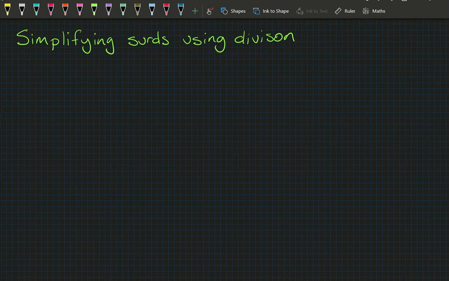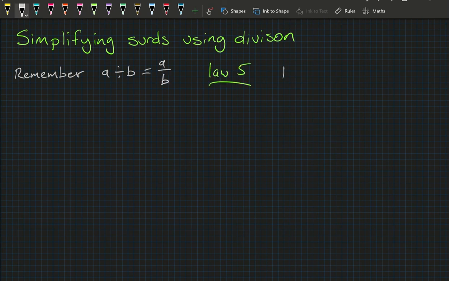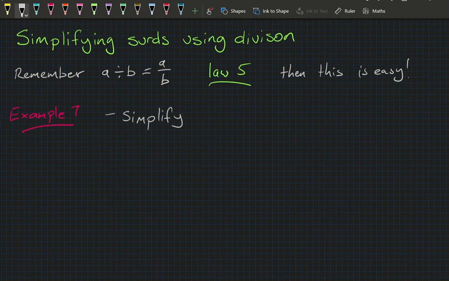All right, we're going to simplify surds using division. If you can remember that a divided by b is equal to a over b and index law 5, then you'll have no problems at all in this section. So without further ado, let's move on to example 7, where we're going to have to simplify these surds.